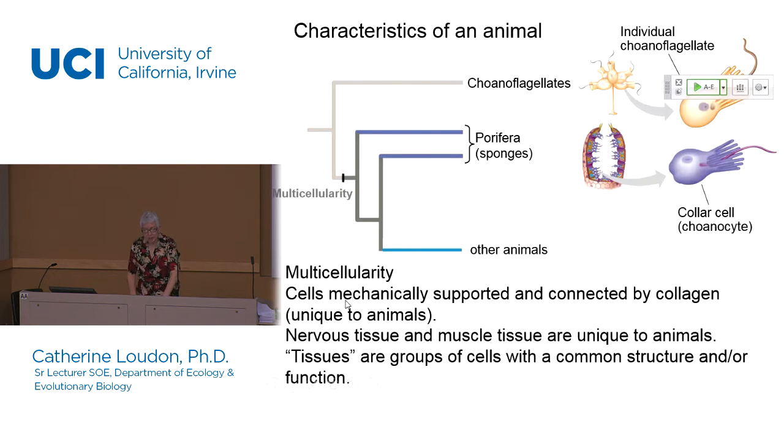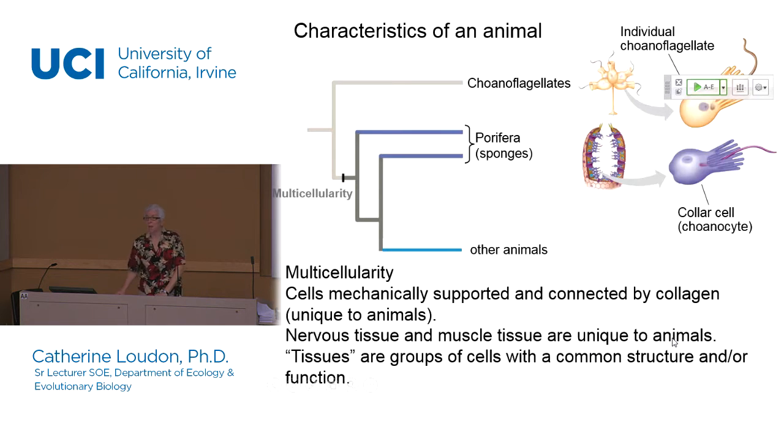So in addition to cells being mechanically supported and attached to each other with these extracellular matrices that have collagen in them, a couple of other things that are unique to animals are the existence of so-called nervous tissue and muscle tissue. So nervous tissue is made of nerve cells and muscle tissue is made of muscle cells. And a tissue, you may remember from earlier biology classes, is a group of cells with a common structure and function. So this is something one gets very commonly in animals.